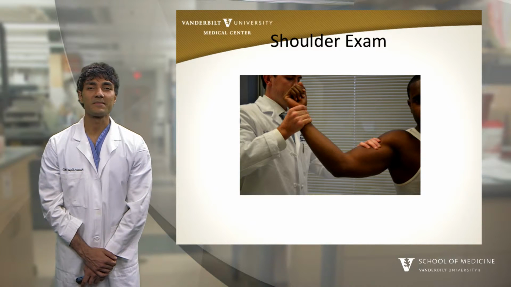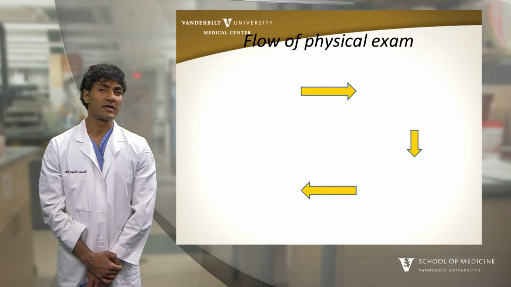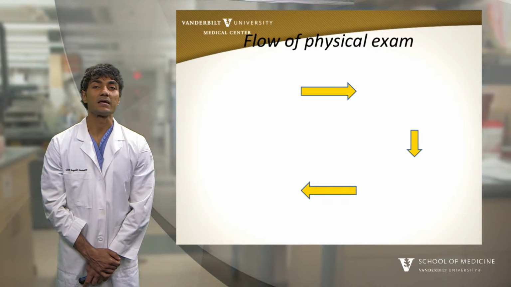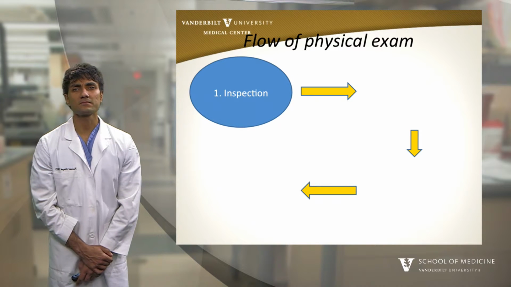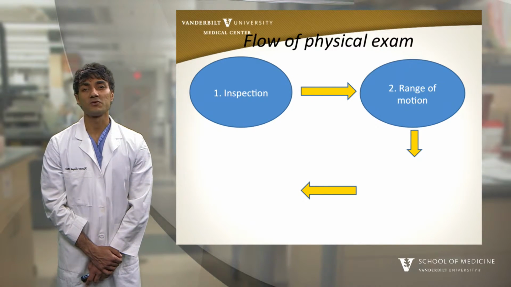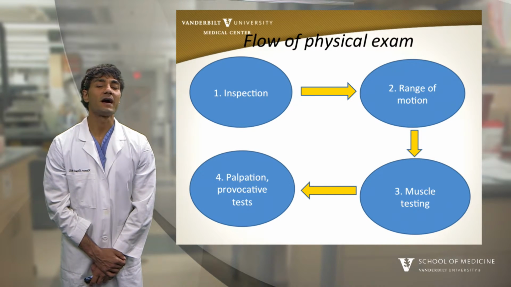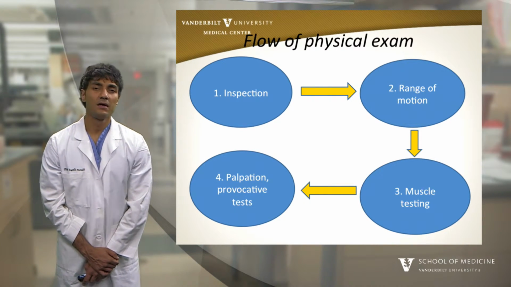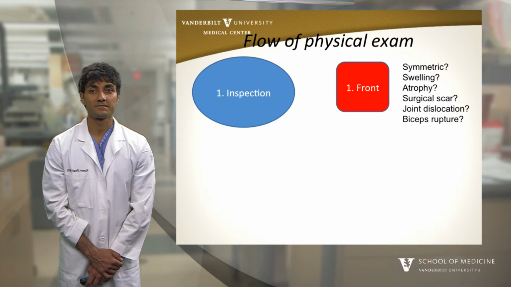Let's talk about the shoulder exam itself now. Anytime you're doing an exam, particularly in orthopedics, it's great to have a system so that you don't miss important findings. You start first with inspection, move to range of motion testing, follow that with strength testing of the muscles, and then finally you can do special tests focused on the patient's particular complaint.